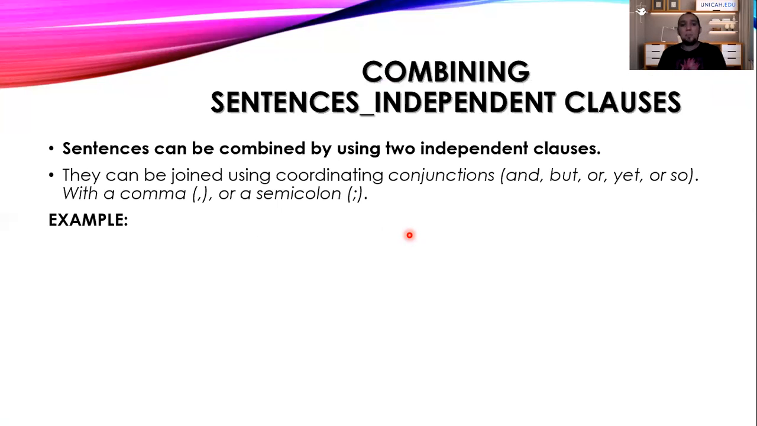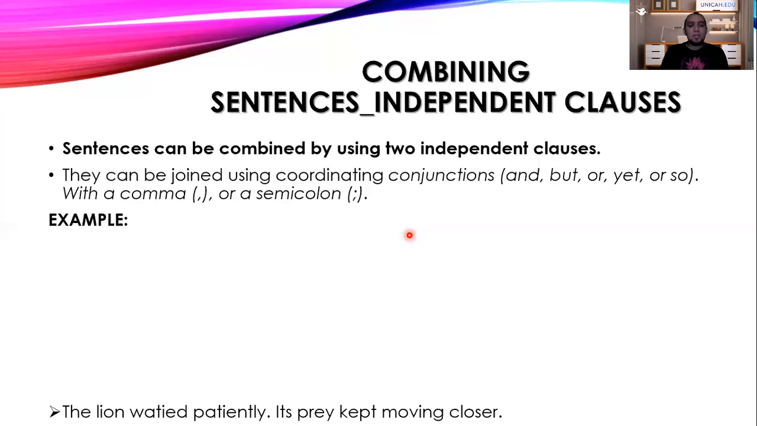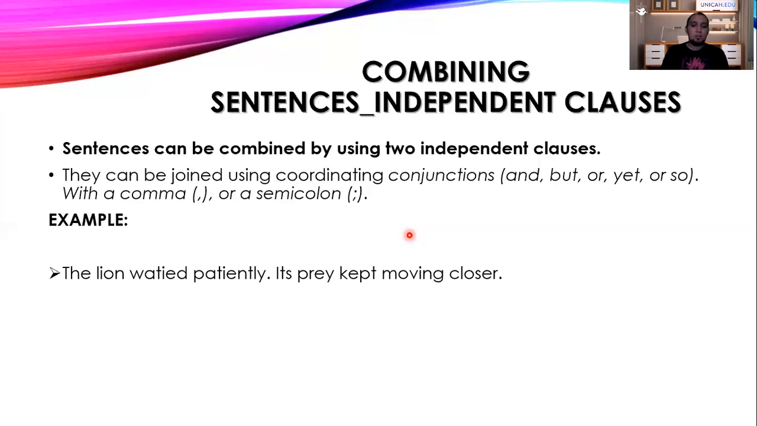But now we have combining sentences with independent clauses. We have already seen what clauses, subordinate and independent clauses are. So now we have sentences that can be combined by using two independent clauses. Remember that. It's like compound sentences we saw last week. Remember that they can be joined by conjunctions like and, but, or, yet, so, and so on, with a comma or with a colon or semicolon. For example, we have the sentence, the lion waited patiently, period. Its prey kept moving closer.